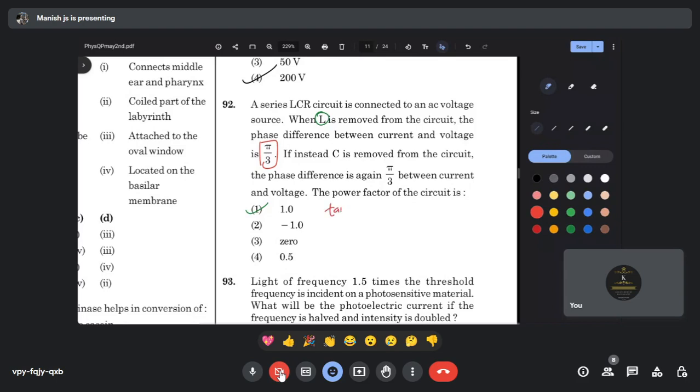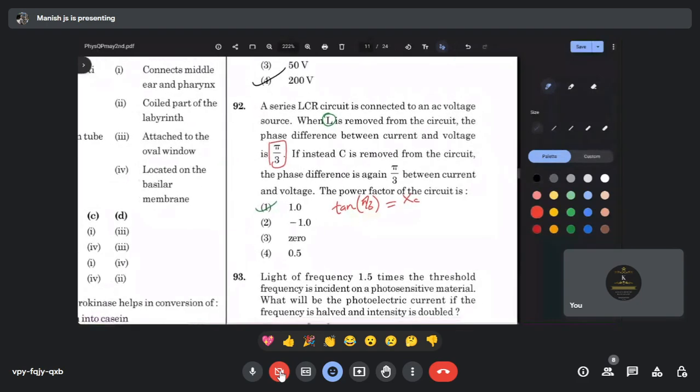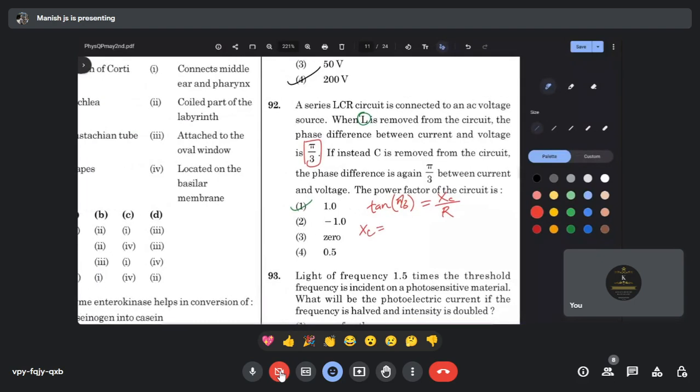So, tan of pi by 3 is equal to XC upon R. So, what is tan pi by 3? That is tan 60, root 3, isn't it? Root 3. Correct. So, you will get the equation as XC is equal to root 3 times R. So, you build the relationship like that. So, capacitive reactance, kandupidichu vechukonga.